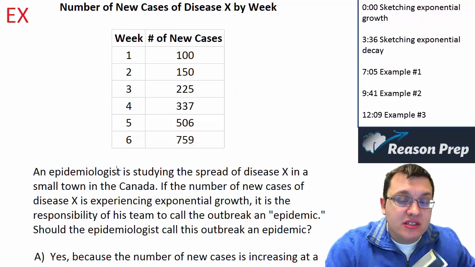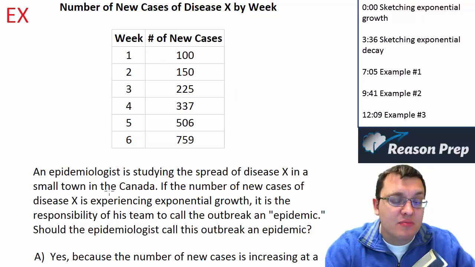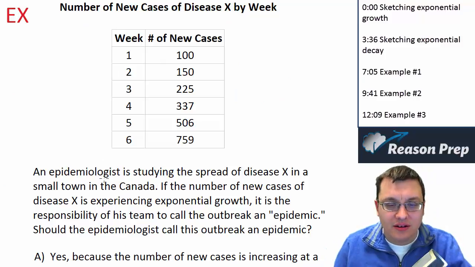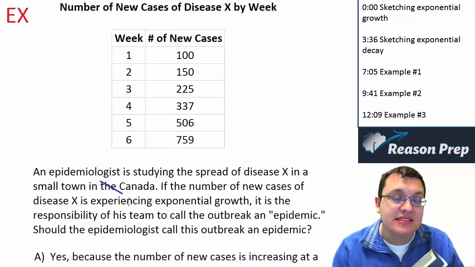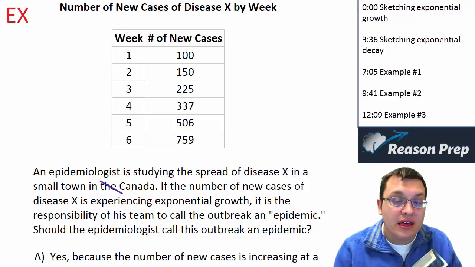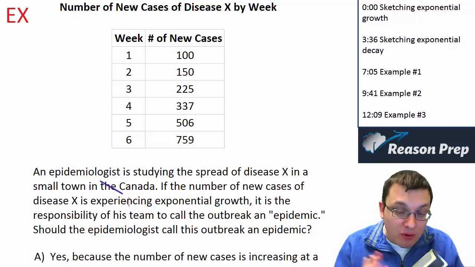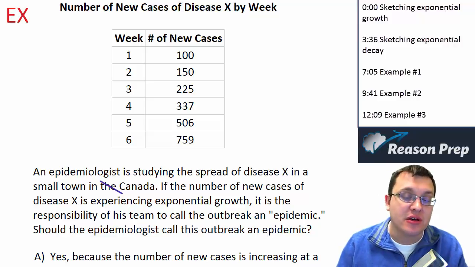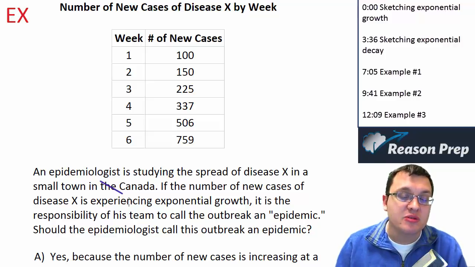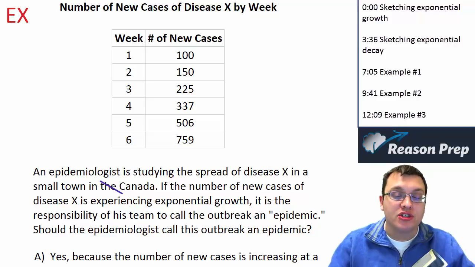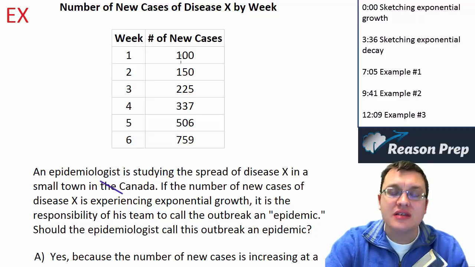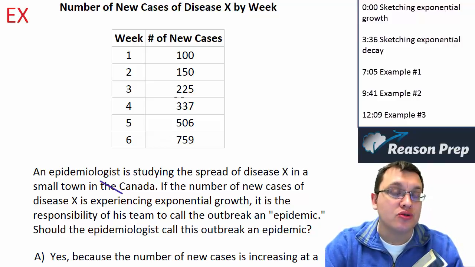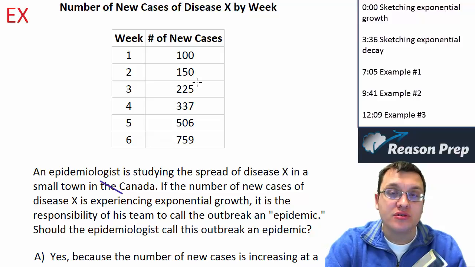An epidemiologist is studying the spread of disease X in a small town in Canada. If the number of new cases of disease X is experiencing exponential growth, it is the responsibility of the team to call the outbreak an epidemic. Should the epidemiologist call this outbreak an epidemic? So basically, we want to know, does this table show exponential growth, or does it show something else?